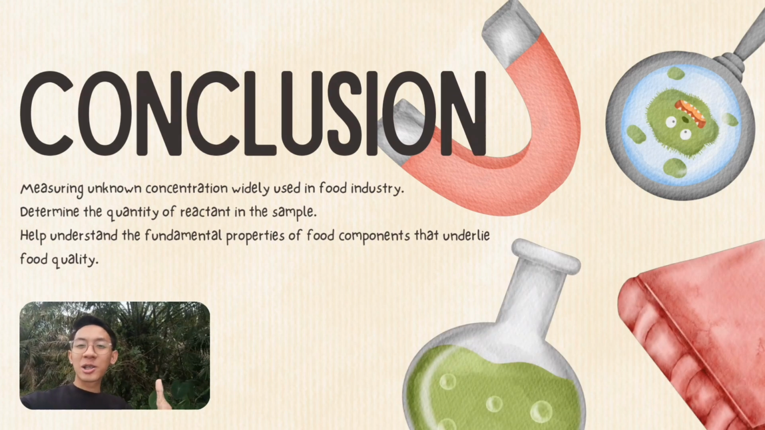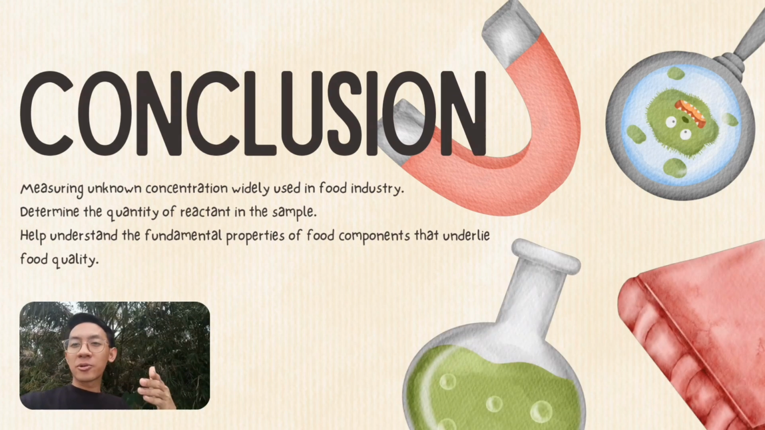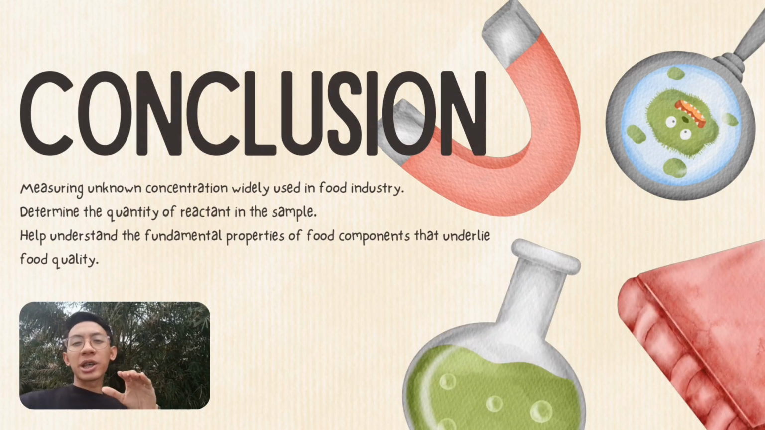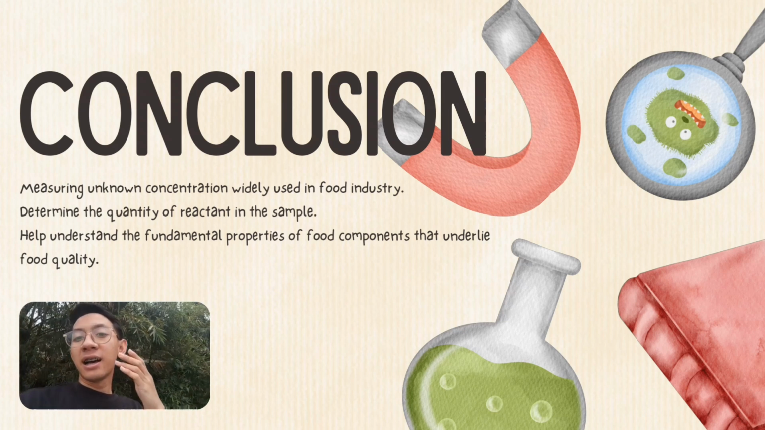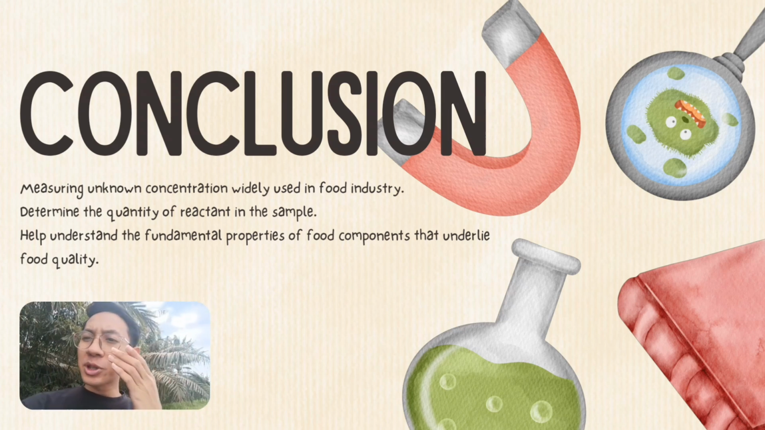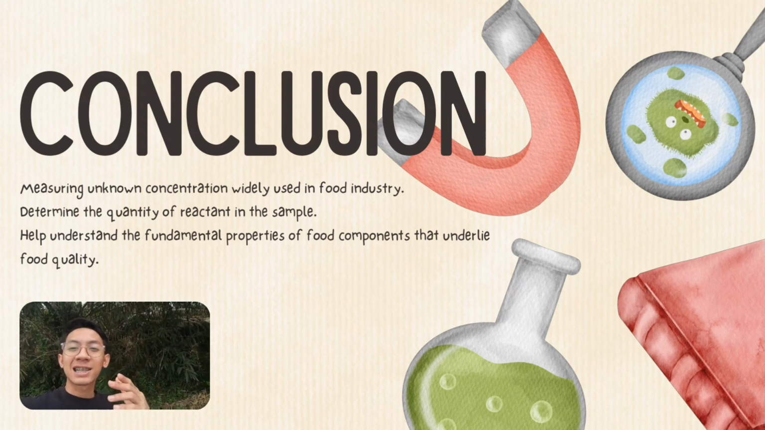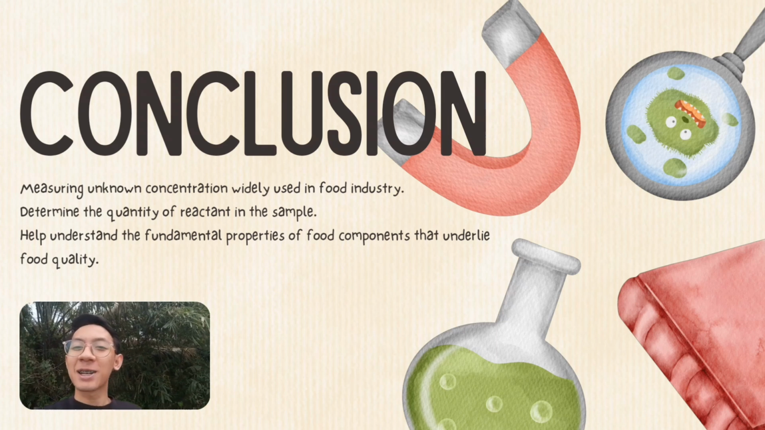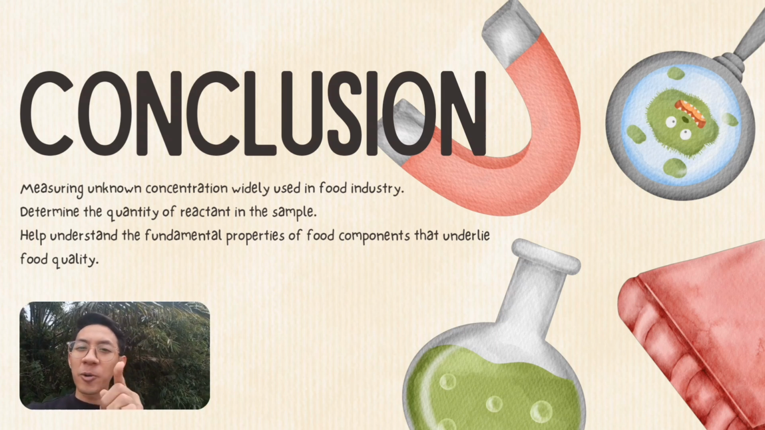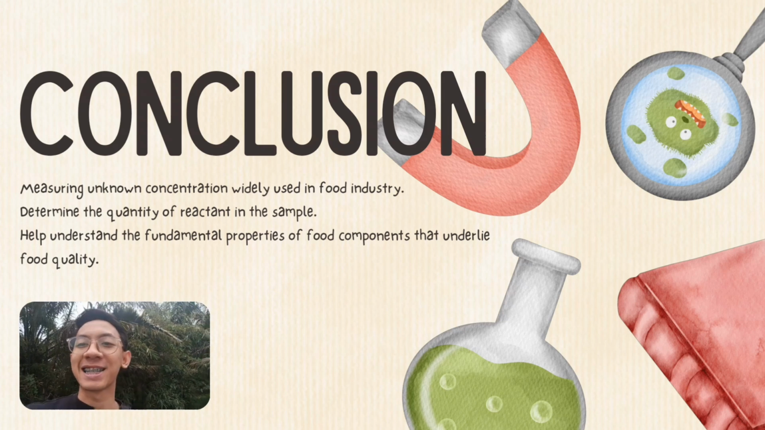So, in conclusion, we know that measuring unknown concentrations is widely used in the food industry. Other than that, we are also able to determine the quantity of reactant in the sample. Lastly, it can help us understand the fundamental properties of food components that underlie food quality.